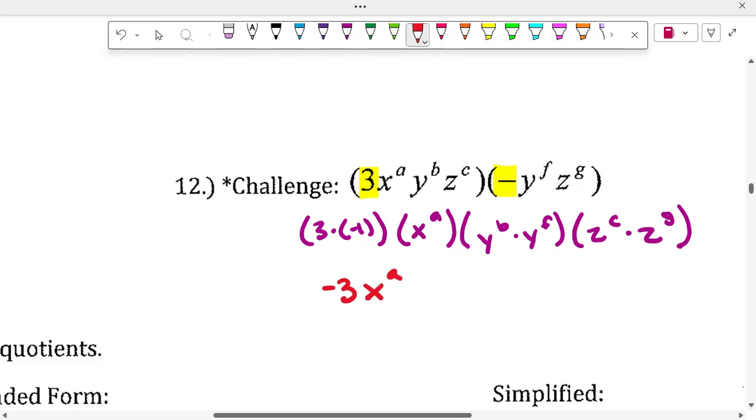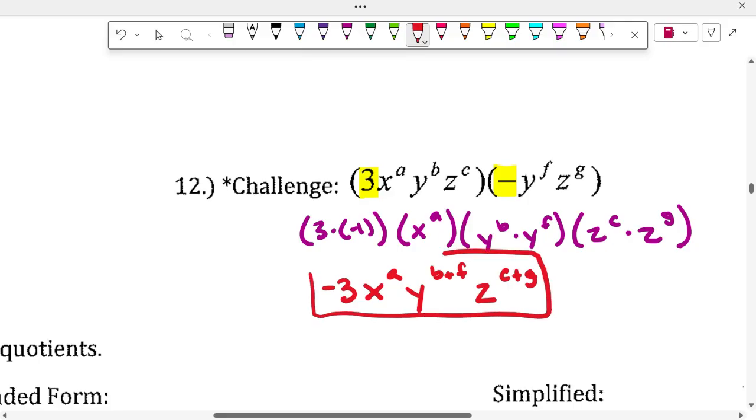X to the A comes down. What will the Y be raised to? B plus F. Good. Because that's just the power rule. Not power rule, product rule. All right. What about Z? C plus G. Good. If you put G plus C, it's the same thing. So even though there's no numbers there, you can still write out an expression. All right.